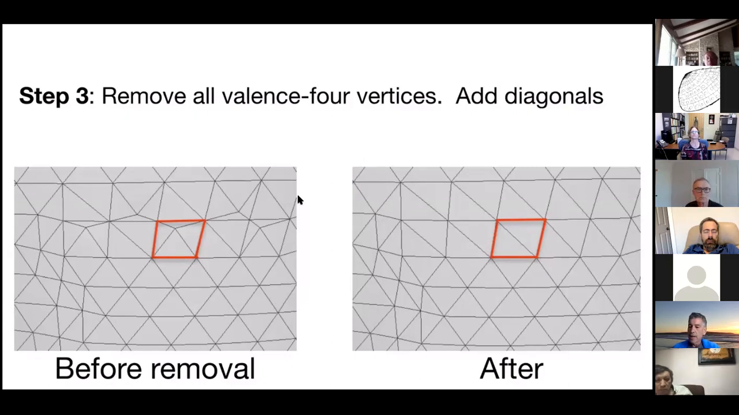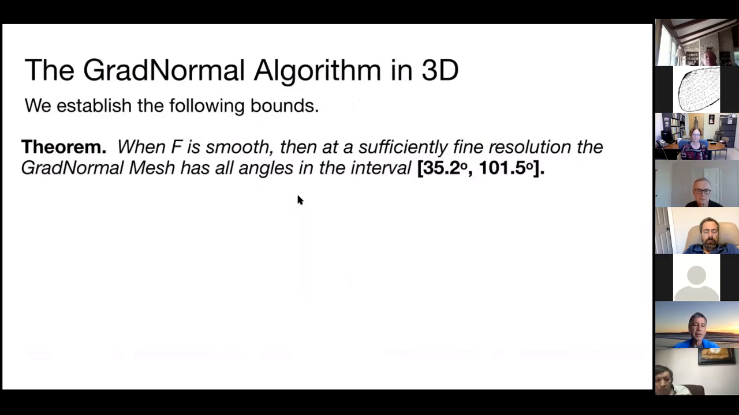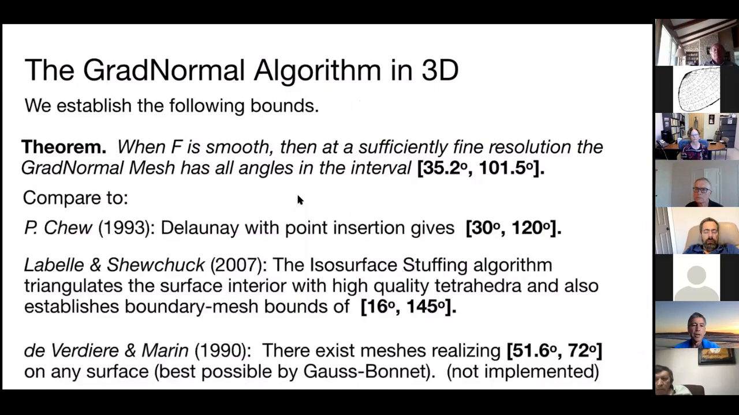And in fact, that's not an accident. We were able to establish in the theorem that when you do these 3 steps, then all the angles lie in this interval of 35 to 101 degrees. So I'll put again the comparison to before. The best provable result before was Paul True's result of 30 and 120. So we've narrowed the angle interval around 60 to 35 to 120.